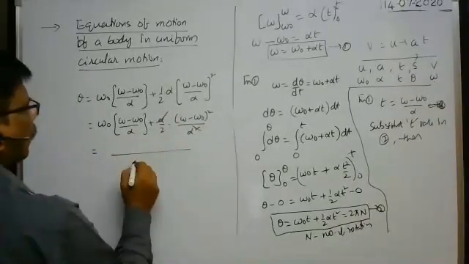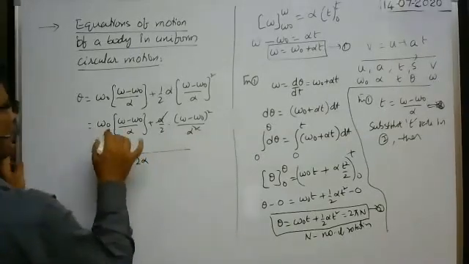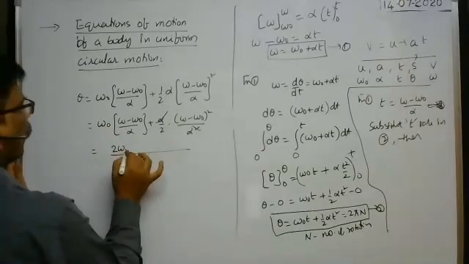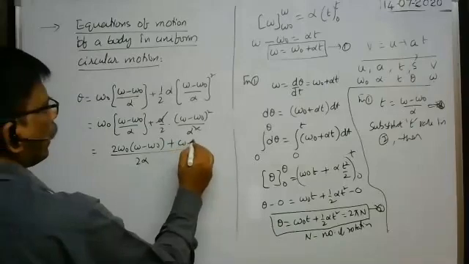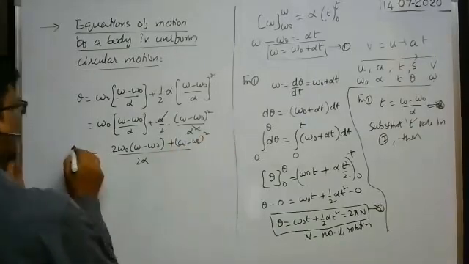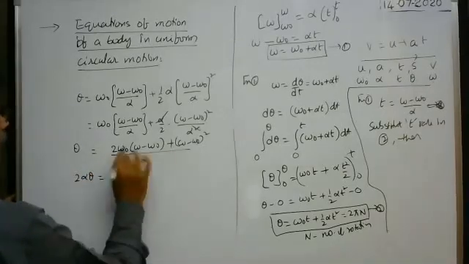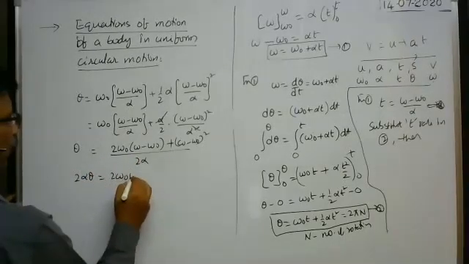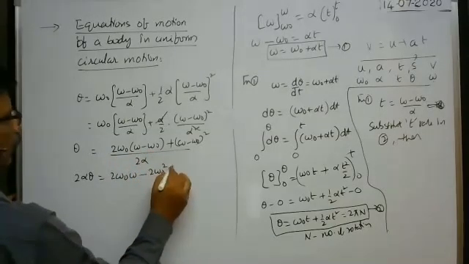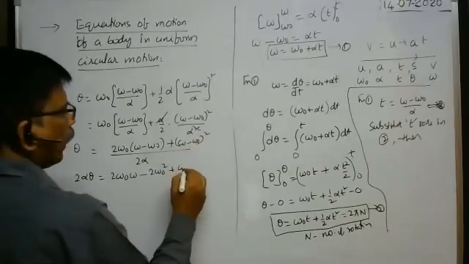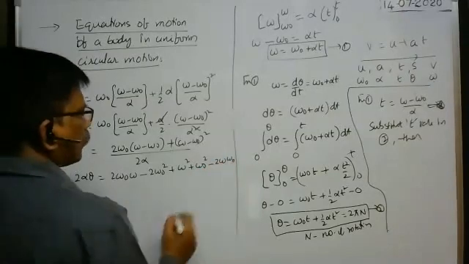Take LCM. Here 2 alpha is there, here alpha is there, so take LCM 2 alpha. With the alpha, you multiply 2: 2 omega naught into omega minus omega naught, plus omega minus omega naught whole square. It is theta. Do cross multiplication. 2 alpha theta is equal to 2 omega naught omega minus 2 omega naught square. It is a minus b whole square: omega square plus omega naught square minus 2 omega omega naught.